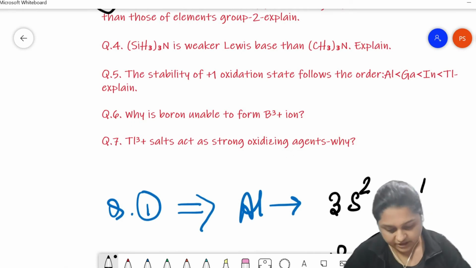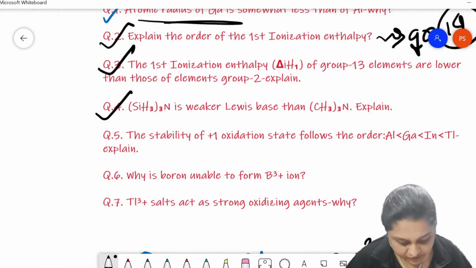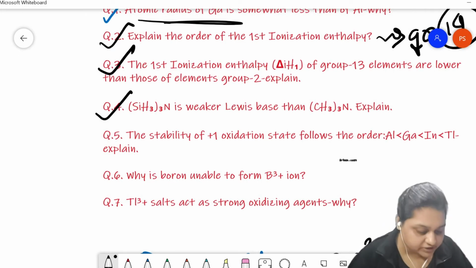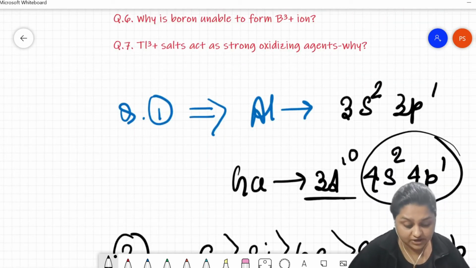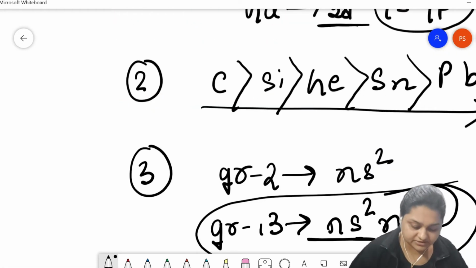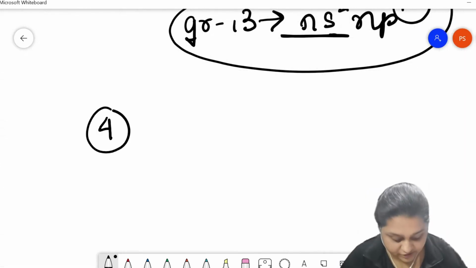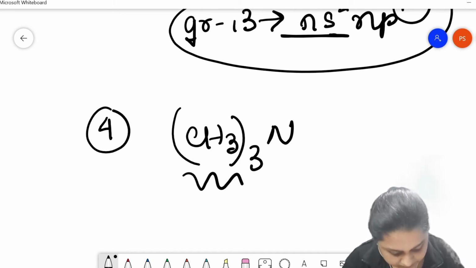The next question, the fourth question, is saying that SiH3N is a weaker Lewis acid compared to CH3N. Now this is because of their structure. Let's look at the structures of both these nitrogen compounds. Let's look at the structure of the CH3 compound first.